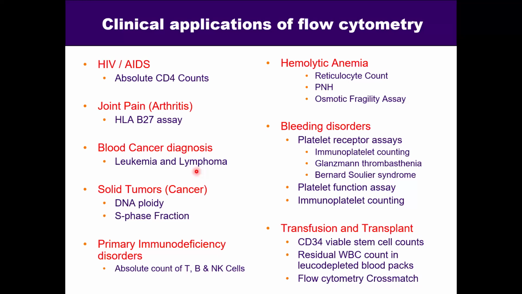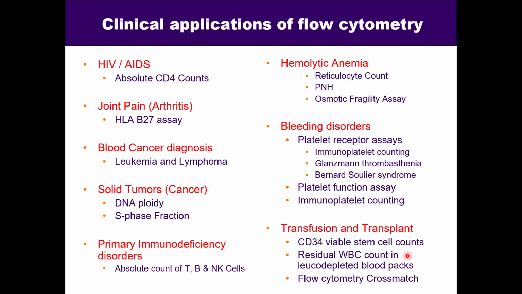So there is ploidy formation there. Then for PIDs, they do the TBNK assay, where they tag cells with a T cell marker, B cell marker, and NK cell marker. And for hemolytic anemia, they do the PNH and all, bleeding disorder for platelets, transfusion and transplantation. Basically, they do the stem cell or CD34 staining there to check for the stem cells.